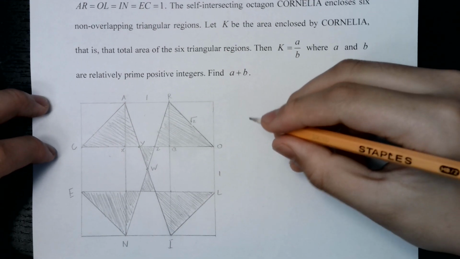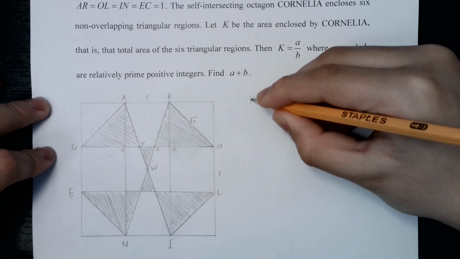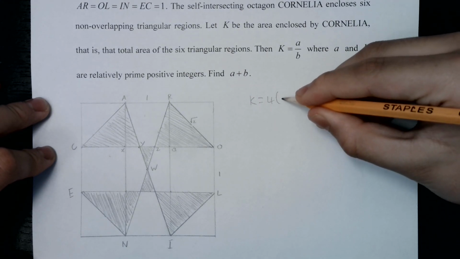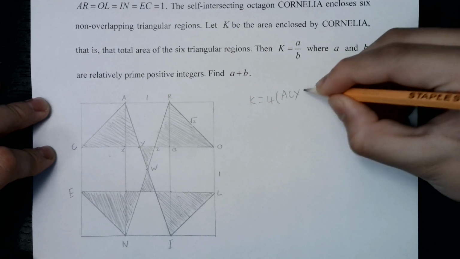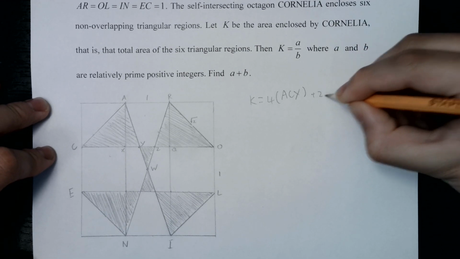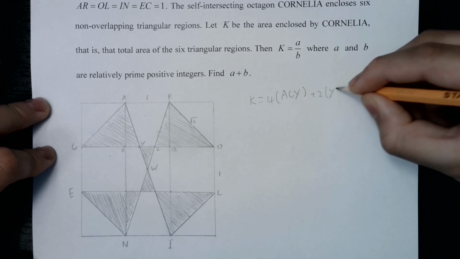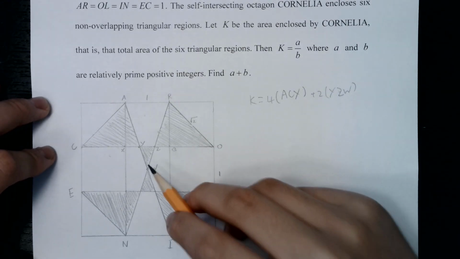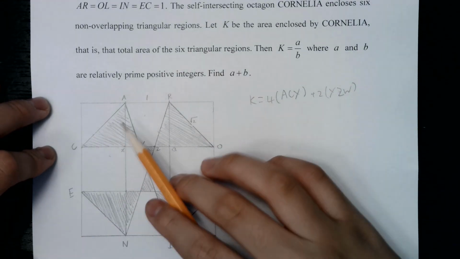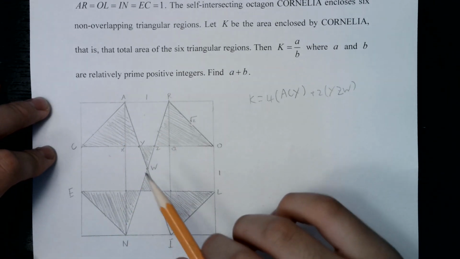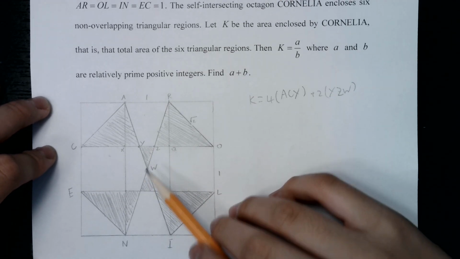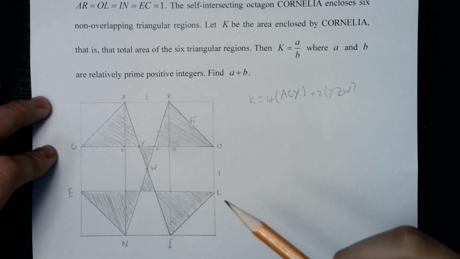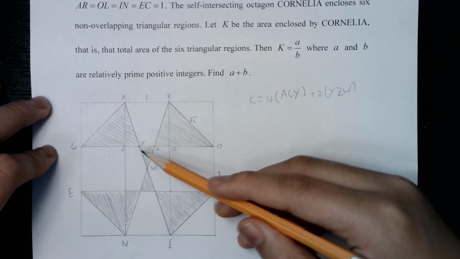Now we need to find the value of K, which is just the area of CORNELIA, and this is going to equal 4 times the area of ACY plus 2 times the area of YZW. YZW is this smaller triangle here, and ACY would be one of these big ones. There are 4 of these that are all congruent, and there are 2 of these smaller ones, YZW. So let's first start off by looking at some similar triangles between ARW and YZW.